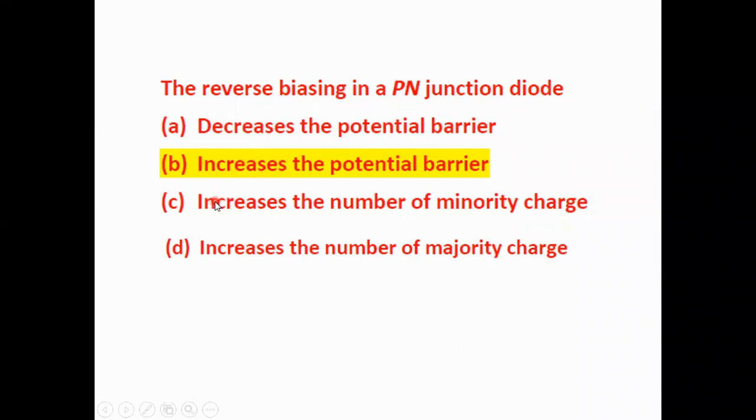Reverse biasing in a PN junction diode increases the potential barrier. Biasing means connecting. So the reverse biasing in a PN junction diode increases that potential barrier. If the potential barrier is increased, it won't allow the current to pass through it.